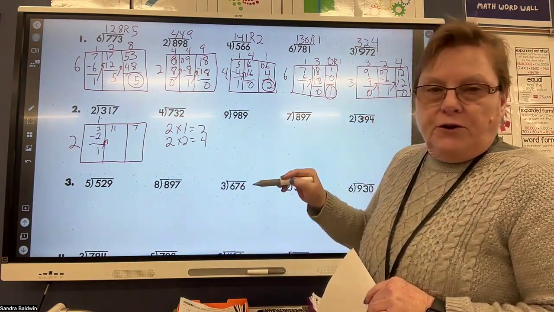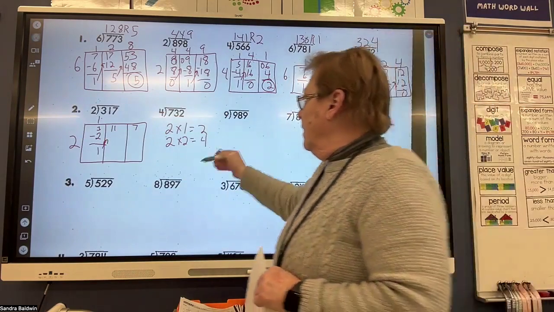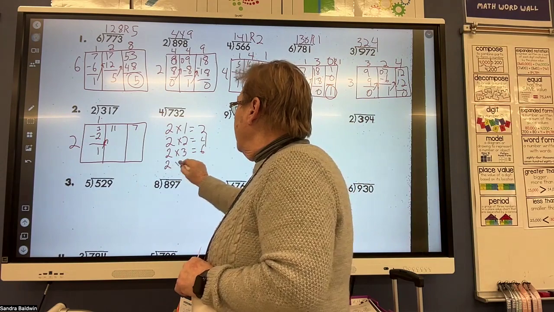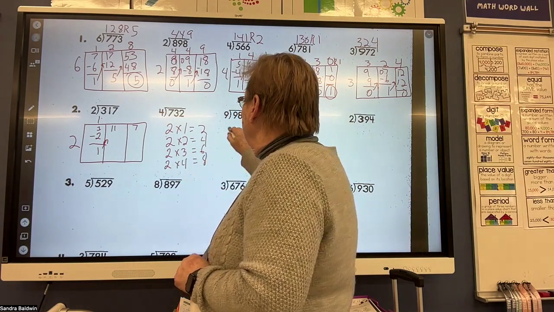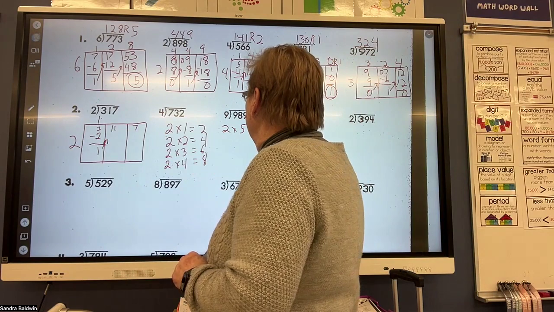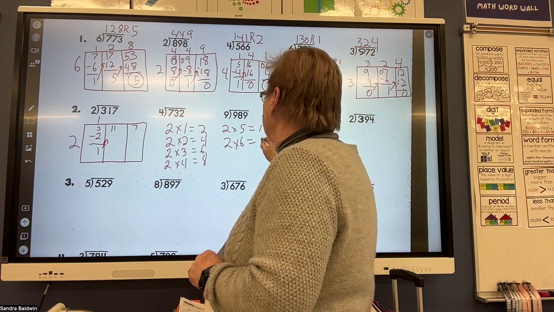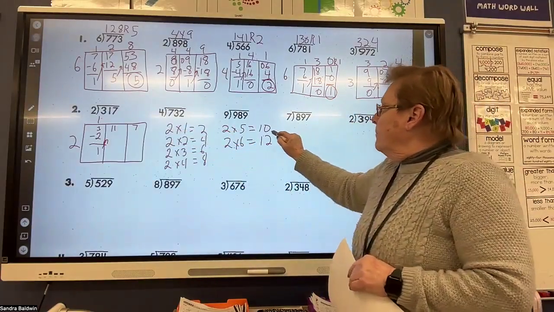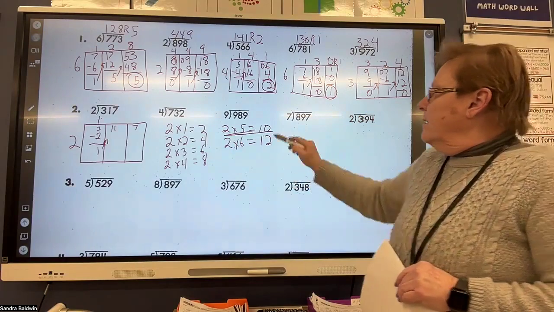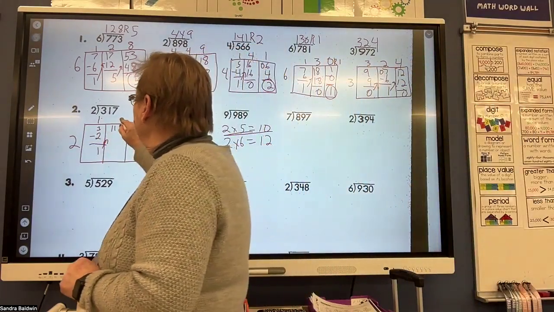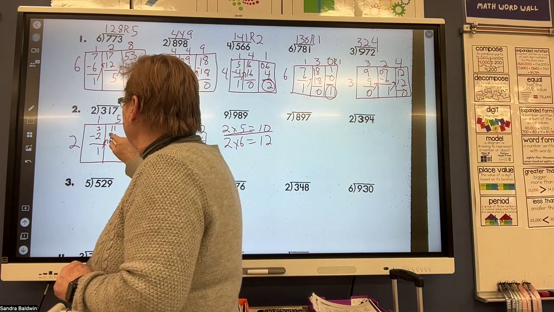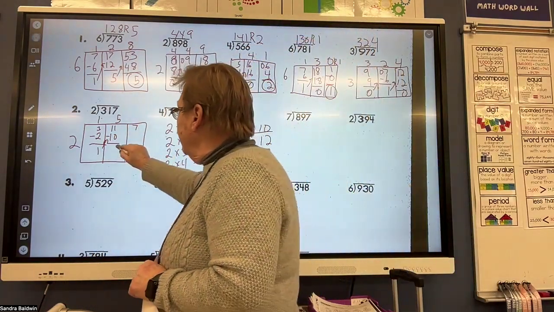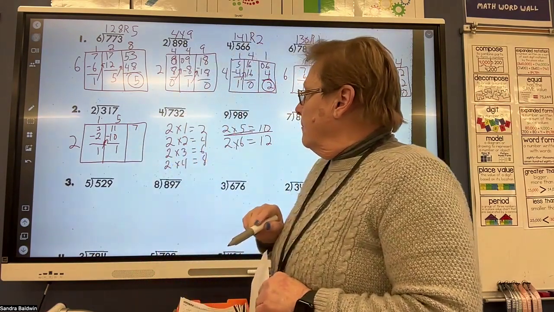How many groups of 2 can go into 11? Well, let's continue on. 2 times 3 equals 6. 2 times 4 equals 8. 2 times 5 equals 10. 2 times 6 equals 12. 12 is too much. I only have 11. So I'm going to back up. I'm going to use this one, 5. 5 times 2 equals 10. If I subtract that, I'm going to be left with 1 in the tens place value.